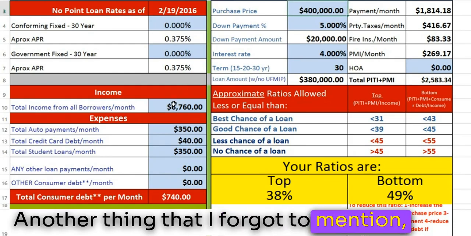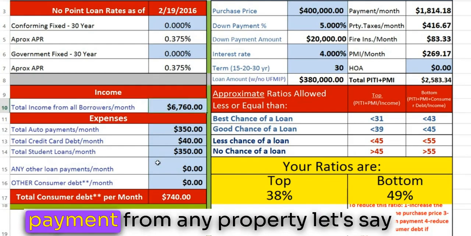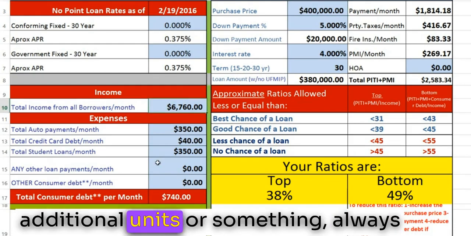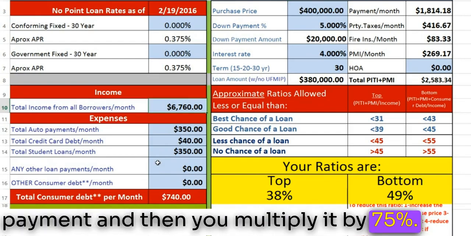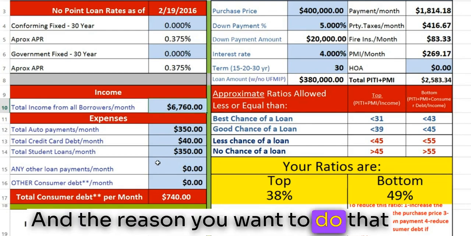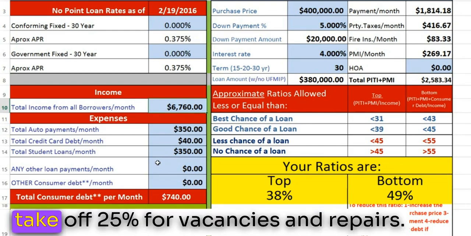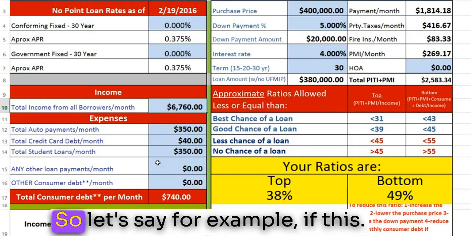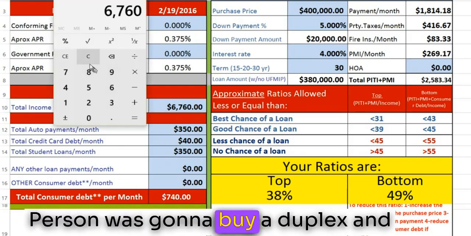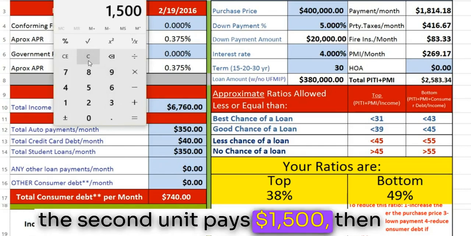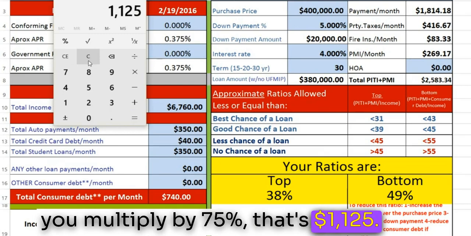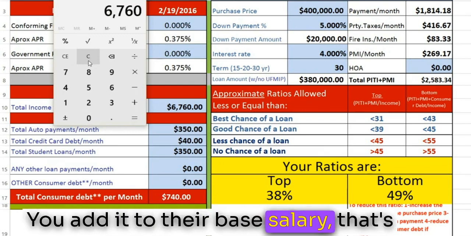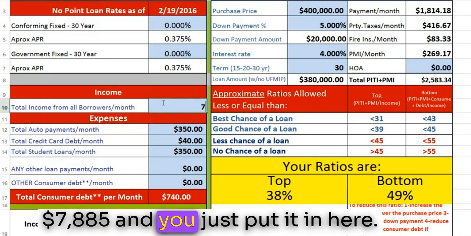Another thing that I forgot to mention, if you're going to receive rental payment from any property, let's say additional units, always remember that you take the rental payment and multiply it by 75%. The reason is that underwriters will always take off 25% for vacancies and repairs. So if this person was going to buy a duplex and the second unit pays $1,500, you multiply by 75%, that's $1,125. You add it to their base salary, that's $7,885, and you just put it in here.